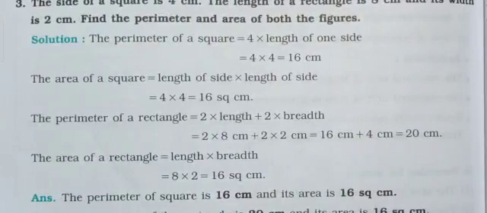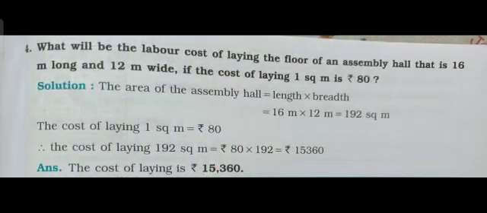Clear? Fourth one, what will be the labor cost of laying the floor of an assembly hall that is 16 meter long and 12 meter wide if the cost of laying 1 square meter is rupees 80? Now they have given 16 meter long, 12 meter wide, that is length into breadth. So the area of the assembly hall is equal to length into breadth, that is 16 meter into 12 meter, that is equal to 192 square meter.